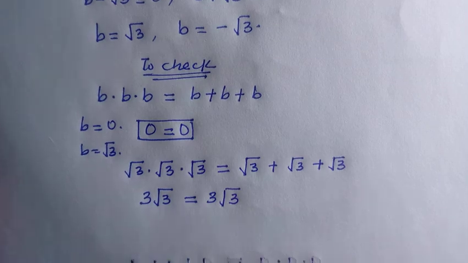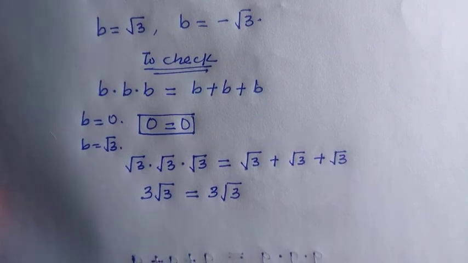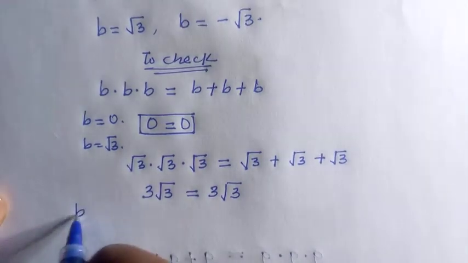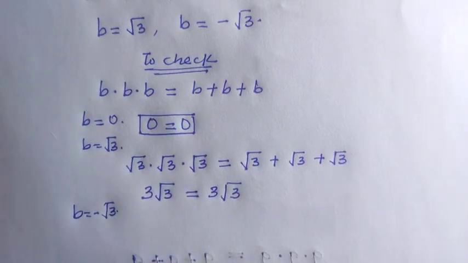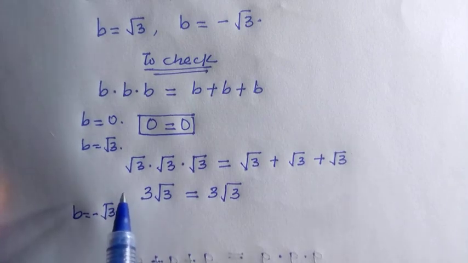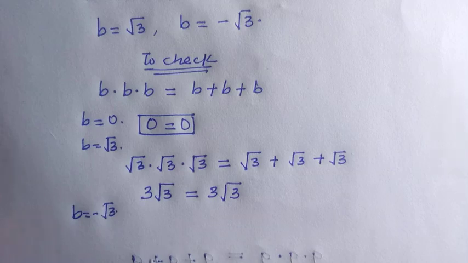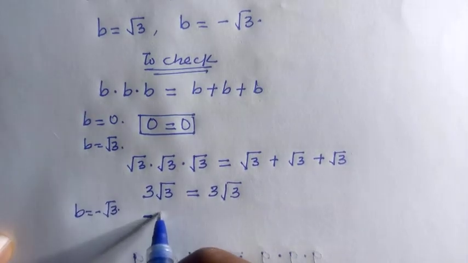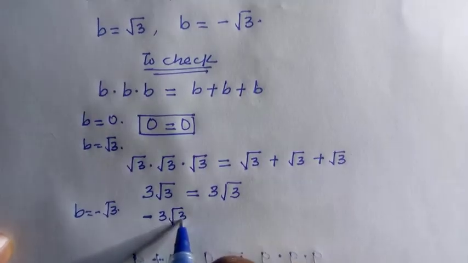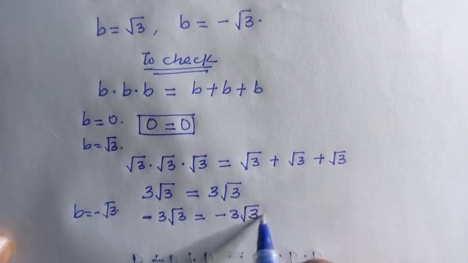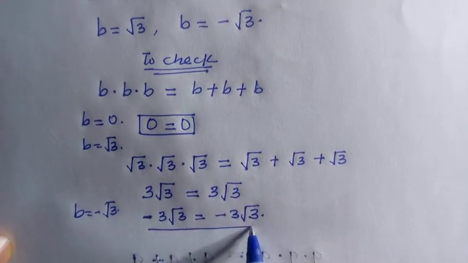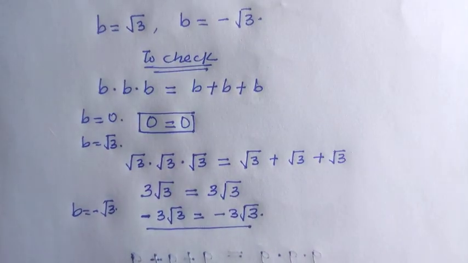And similarly, we can also check for when b is minus root 3. So at b equals minus root 3, what we get here is very simple, as what we get above. We just change this positive to negative, as we get minus 3 root 3. This is the same thing as minus 3 root 3. And we are done, which means that all the given solutions satisfy this problem.